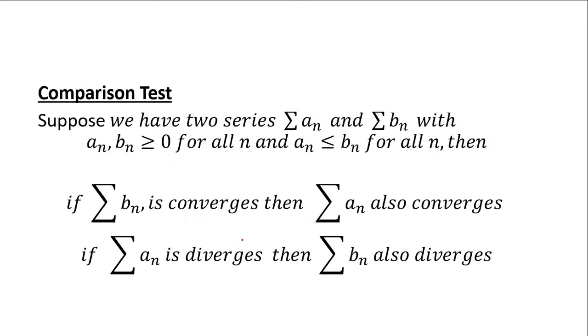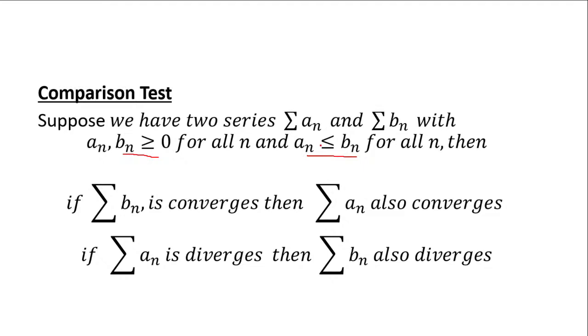We'll surely take examples. Now the p test is applied in the comparison test. The comparison test is just comparing bn and an. Suppose we have two series, the sum of an and the sum of bn, with bn greater than or equal to 0 for all n. I want you to take note of this, it's one of the basic things we need to know. So bn is greater than or equal to 0 for all n, and an is less than or equal to bn.